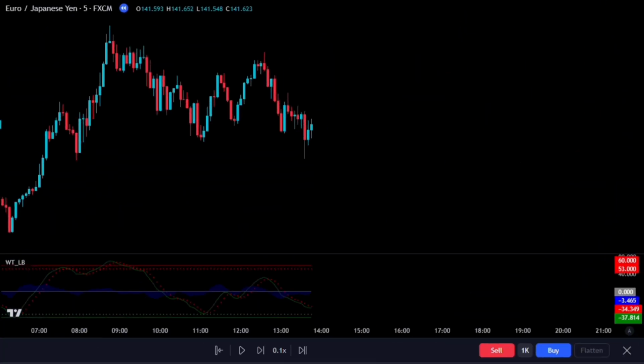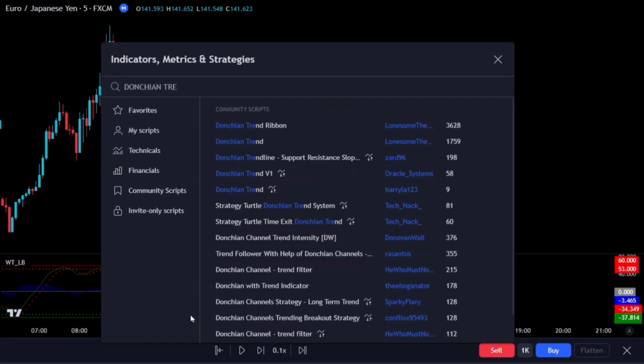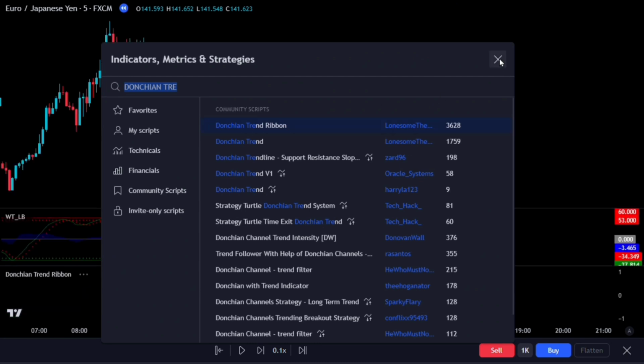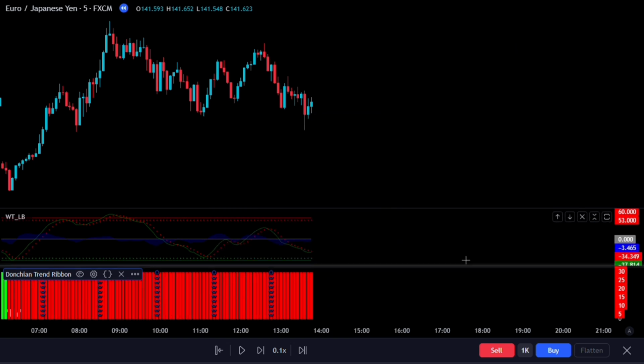Now, to identify those trends, we won't be using the moving average. Instead, we'll be using the Donchian trend ribbon, which is another great indicator. Just change the Donchian channel period to 200 in the settings panel, and you're good to go.